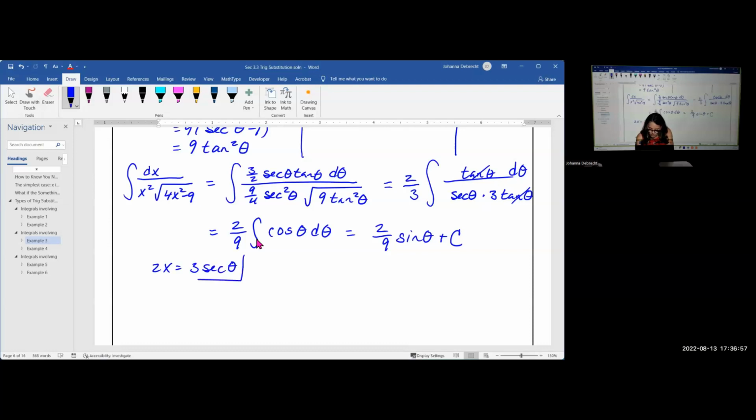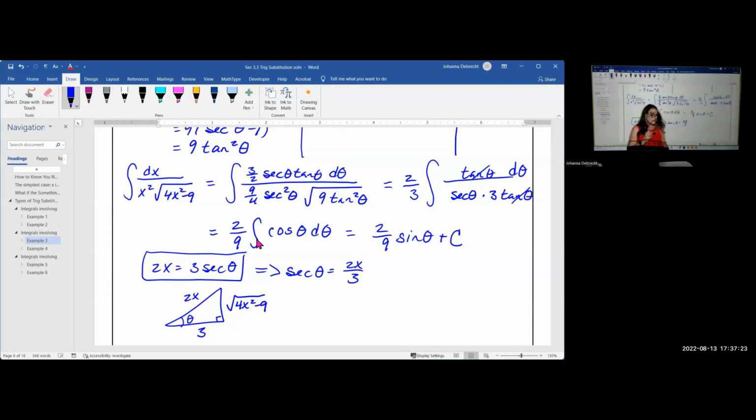And we're going to draw a right triangle that expresses the trig function. So this means secant of theta is equal to 2x over 3. Drawing our right triangle, remember that secant is hypotenuse over adjacent. So this becomes 2x, and this becomes 3. And this third side then becomes the square root of (2x) squared, which is 4x squared, minus 3 squared, which is 9. Which, no surprise, gives us the same expression we started with here.